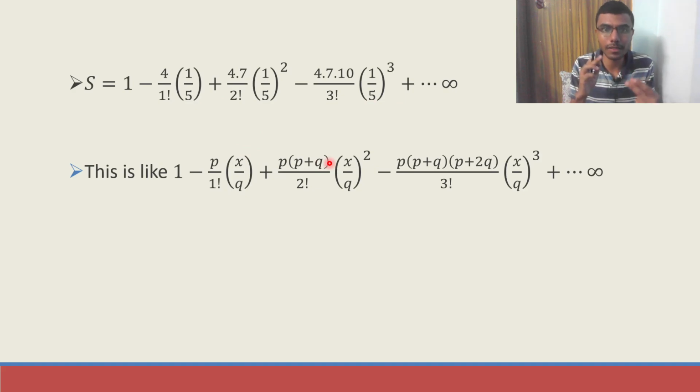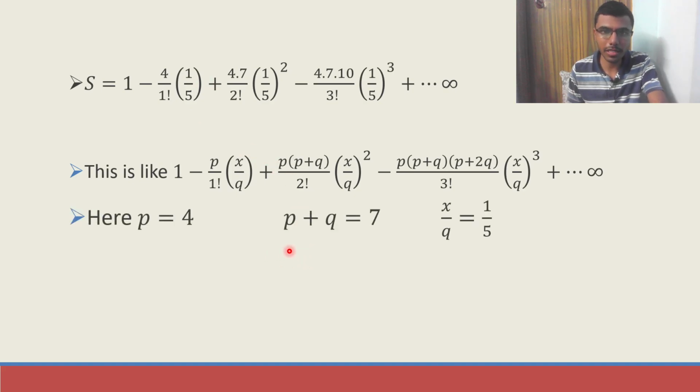I need to find out x, p and q. Okay, three things, x, p and q. So if we compare, p would be directly 4, and p plus q is 7, and x by q is 1 by 5. Okay, this is the data which I can get. P plus q is 7 and x by q is 1 by 5.